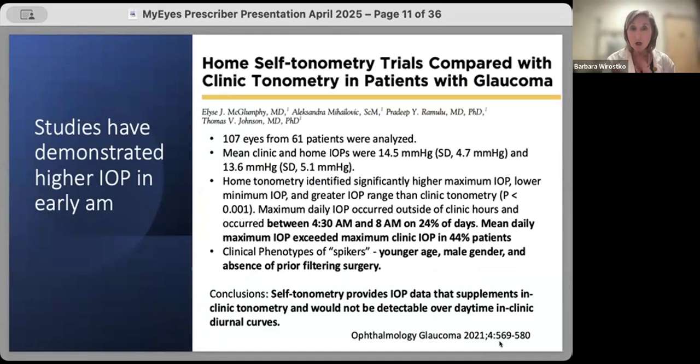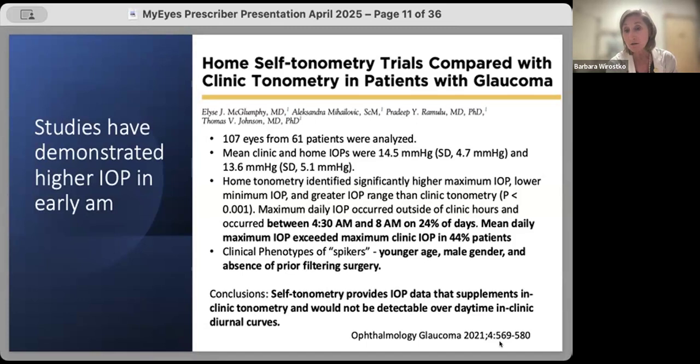Tom Johnson and Elise McGlumphy did this study. It was 107 eyes. Essentially what they found was that maximum IOP was occurring between 4:30 a.m. and 8 a.m. on 24% of the days. The other thing that was crazy was the mean daily maximum IOP exceeded the clinic IOP in almost 50% of these patients.